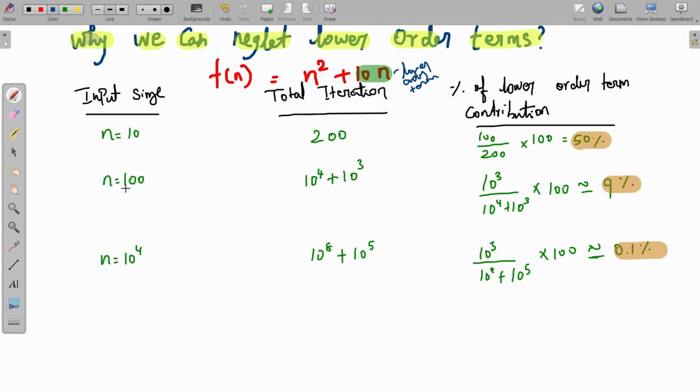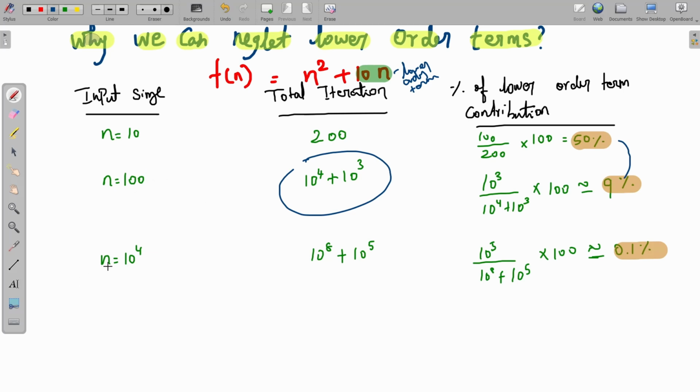Let's take your n is 100. Okay, so if n is 100, total iteration n square, so 10 power 4 plus 10n, so 10 power 3. Okay, so this is my total iteration. In the total iteration, how much percentage my lower order term will be contributing? Previously I have calculated, just for saving our time. So the percentage is 9%, from 50 to 9%. Yes, the very huge difference, just because I am adding 1 zero extra, right?